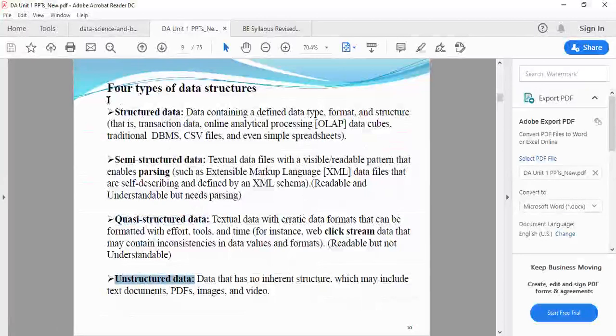First one is structured data. Data containing a defined data type, format and structure. Means that data having specific number of rows and specific number of columns. Okay. Example of the structured data is .csv file is the best example of structured data.